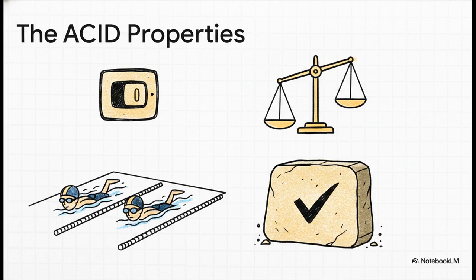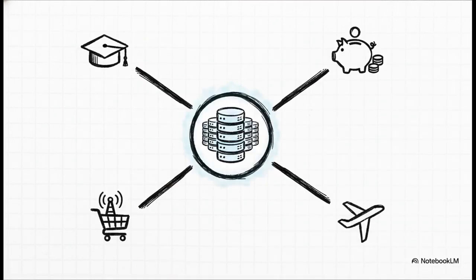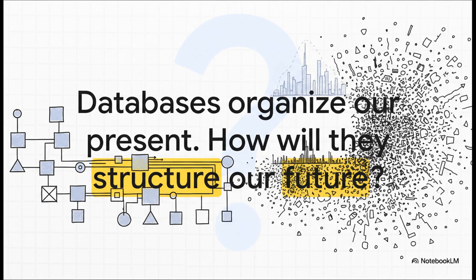So when you think about it, from the bank that holds your savings, to the airline that flies you across the world, to the online store you just bought something from, databases are the invisible backbone holding it all together. They bring order to what would otherwise be total data chaos, and they allow our complex, interconnected world to just work. They really are the record keepers of our civilization, quietly structuring nearly every digital thing we do. They solved the massive data problems of the present. So the real question is, as our data continues to explode in size and complexity, how will databases evolve to structure our future?